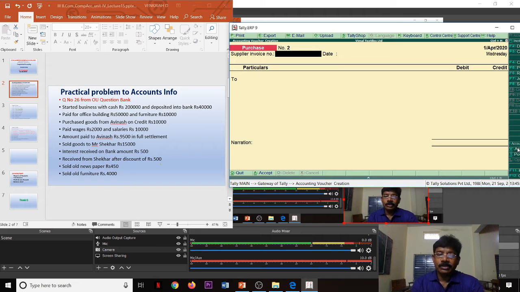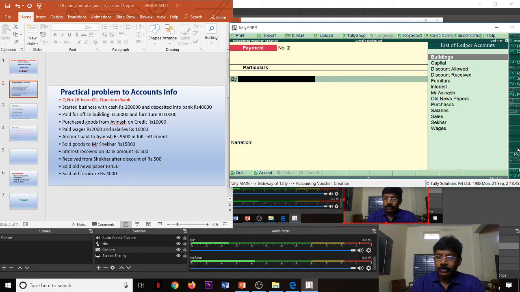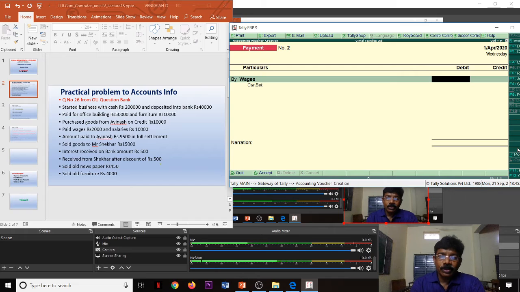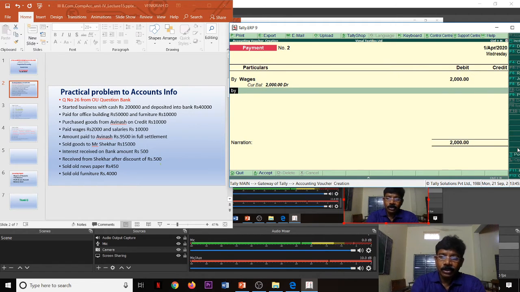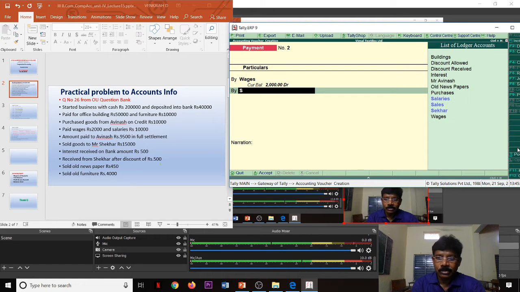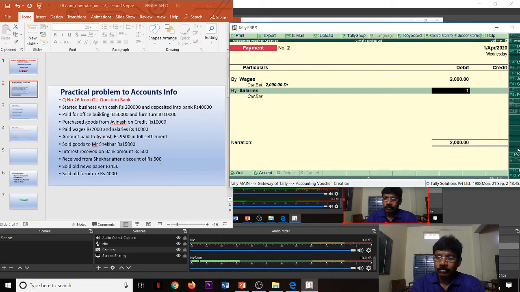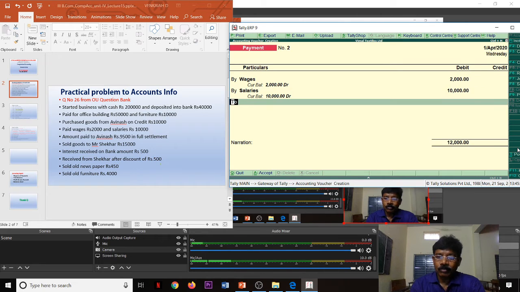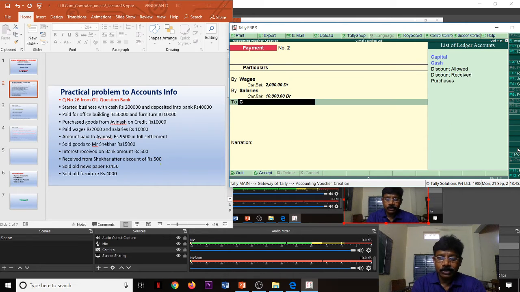Next, paid wages and salaries. Payment voucher F5. 2 we can pass in 1 voucher. Wages amount is 2,000. Here we have to debit salaries 10,000. Amount is cash.